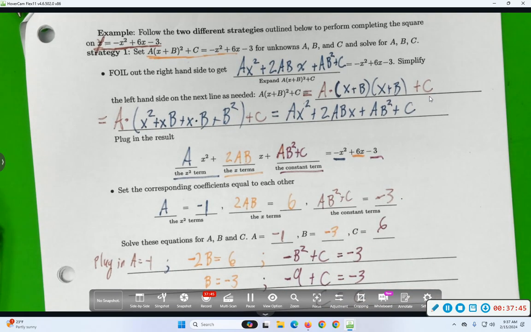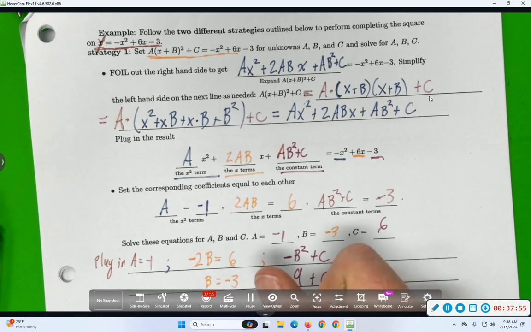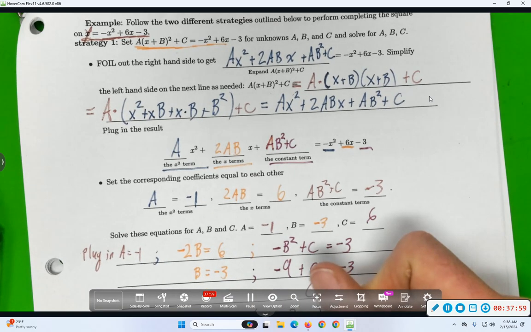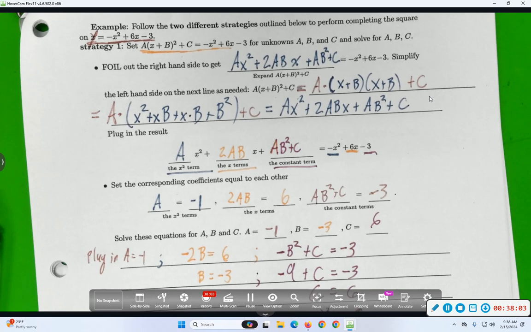All right, so what have we accomplished here? We have now accomplished the following conclusion. -x squared plus 6x minus 3 is -1 times (x minus 3) squared plus 6, the same as the thing we started with. And let's use that to graph.